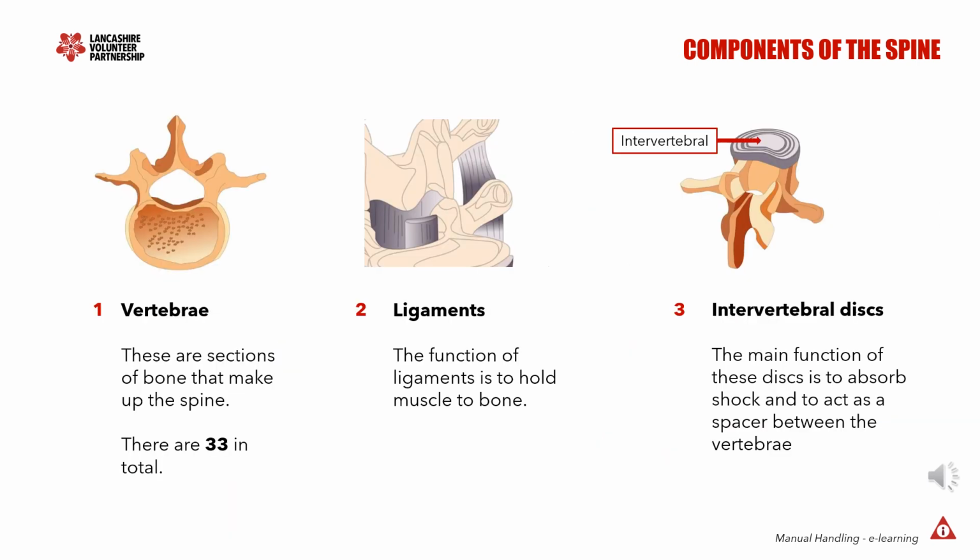Components of the spine. 1. Vertebrae. These are sections of bone that make up the spine. There are 33 in total. 2. Ligaments. The function of ligaments is to hold muscle to bone. 3. Intervertebral discs. The main function of these discs is to absorb shock and to act as a spacer between the vertebrae.